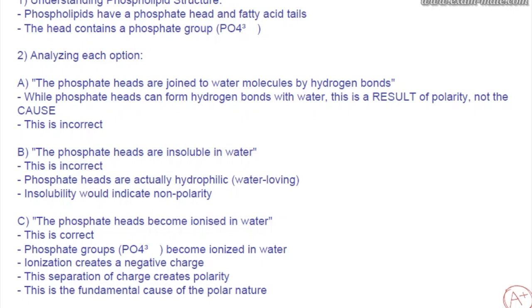This is incorrect. B. The phosphate heads are insoluble in water. This is incorrect. Phosphate heads are actually hydrophilic, water-loving. Insolubility would indicate nonpolarity.